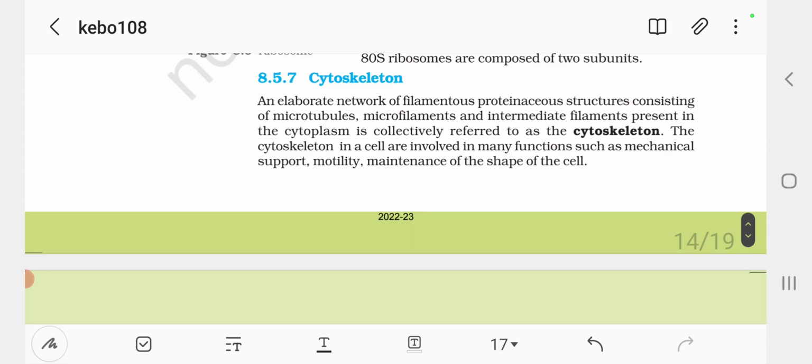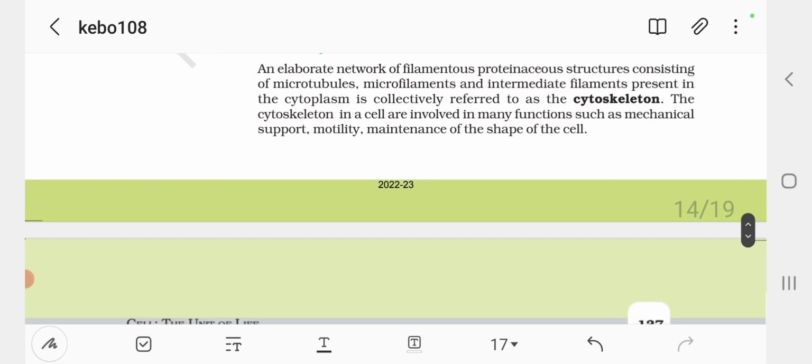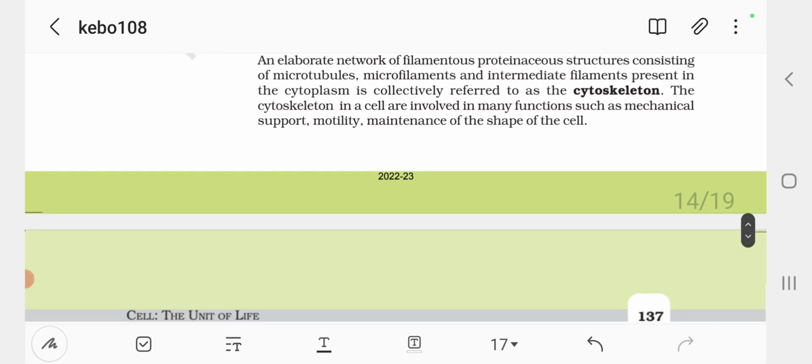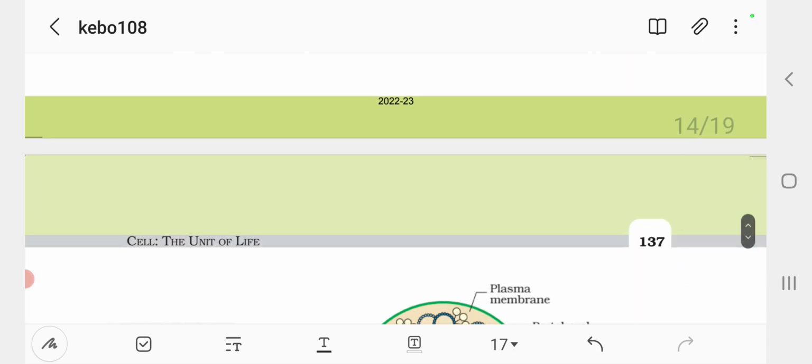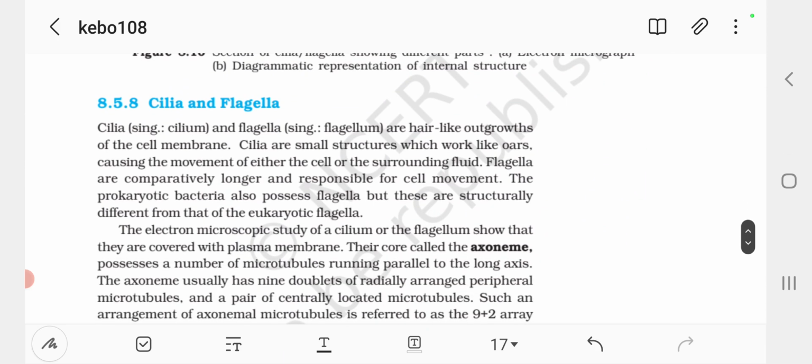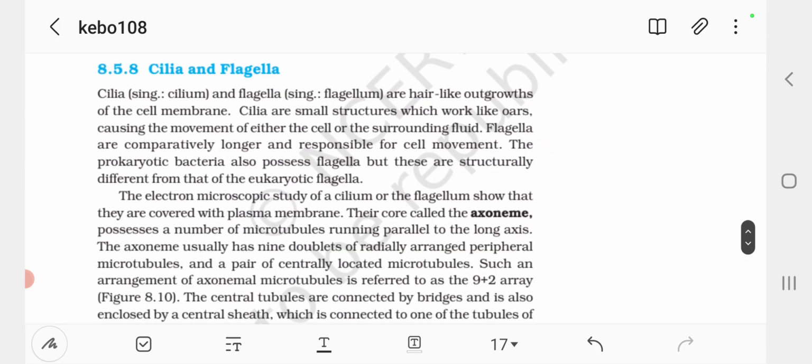8.5.7 Cytoskeleton. An elaborate network of filamentous proteinaceous structures consisting of microtubules, microfilaments, and intermediate filaments present in the cytoplasm is collectively referred to as cytoskeleton. The cytoskeleton in a cell is involved in many functions, such as mechanical support, motility, and maintenance of the shape of the cell.